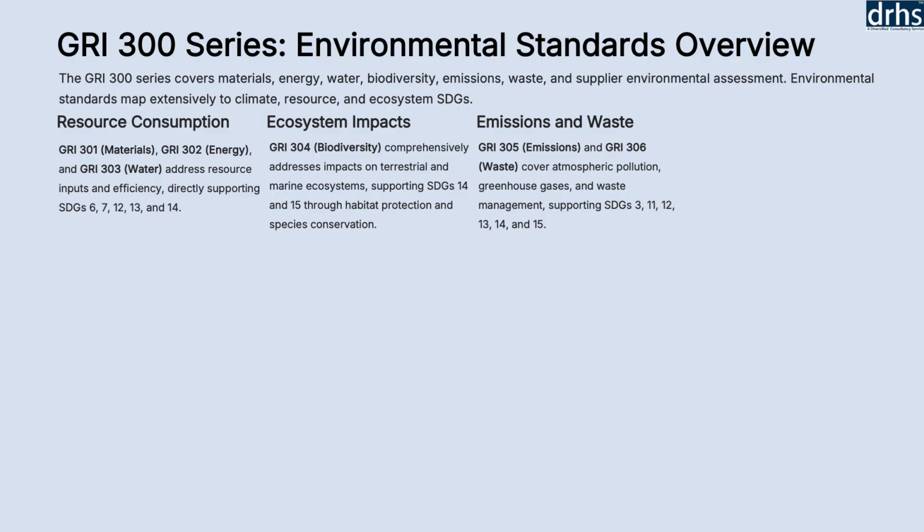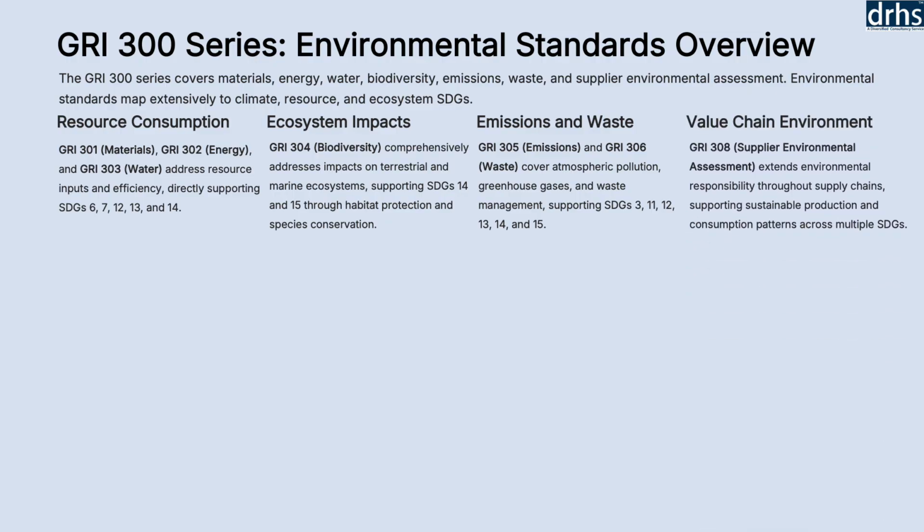Emissions and waste. GRI 305, Emissions, addresses greenhouse gas, GHG, emissions across Scope 1, Scope 2, and relevant Scope 3 categories, emissions intensity, and reduction initiatives. These disclosures are central to SDG 13, Climate Action. GRI 306, Waste, focuses on waste generation, hazardous waste handling, recycling, and disposal methods, supporting SDG 12 by promoting waste minimization and circular economy practices.